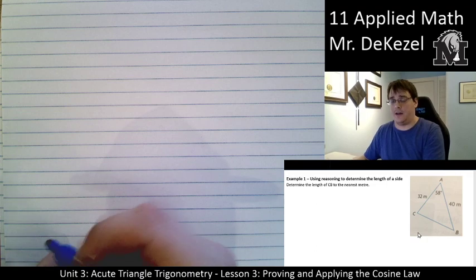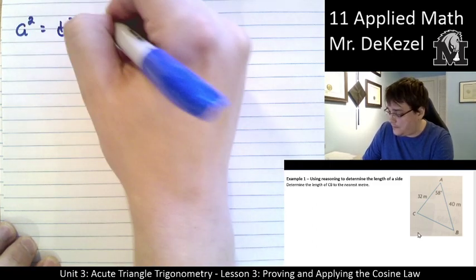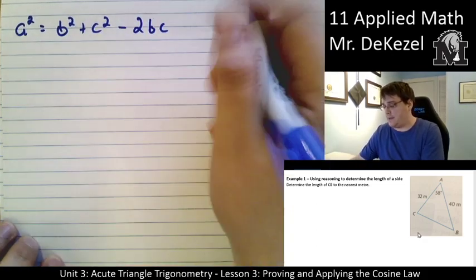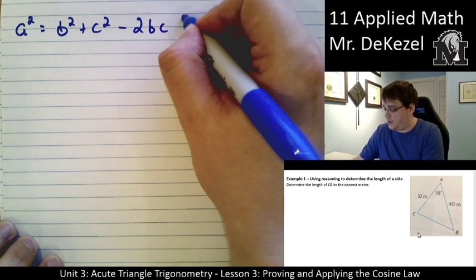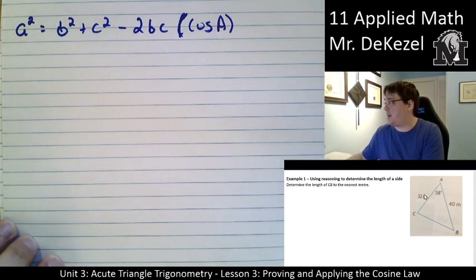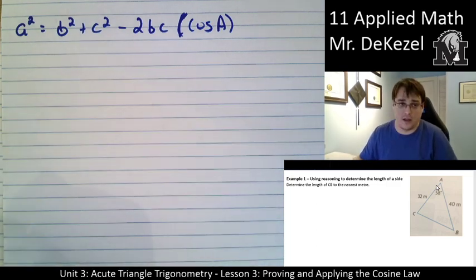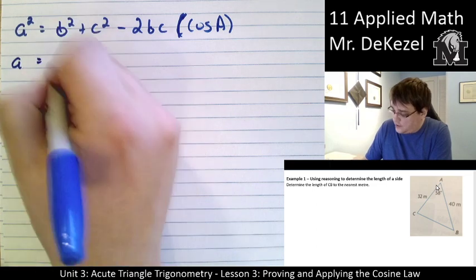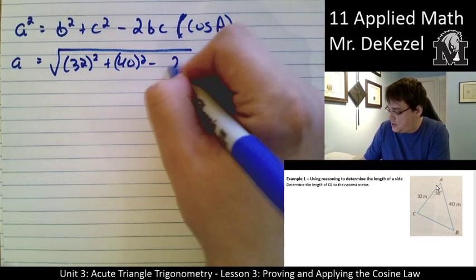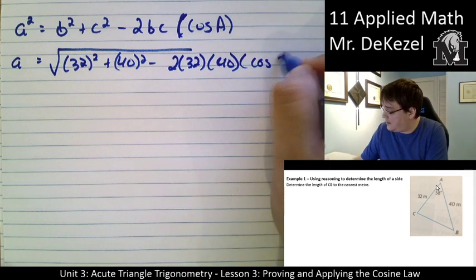If we look back on our equation, if we're looking for side A, we have A squared is equal to B squared plus C squared minus 2BC, and then it's multiplied by the cosine of the angle A across from it. The cosine of angle A. And I have all those. I have side B, I have side C, I have angle A. I should be able to find out what A squared is just by square rooting all of this. So A is equal to the root of 32 squared plus 40 squared, subtract 2 times 32 times 40 times the cosine of 58 degrees.